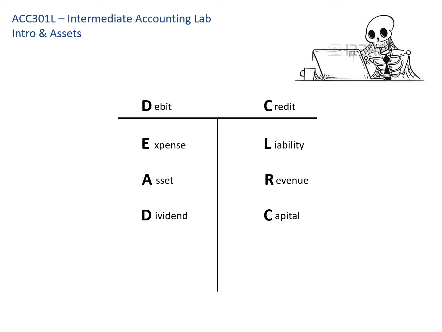So DEAD CLERK, along the left side there, you see the debit side of the T account. What increases with a debit? Expenses, assets, and dividends. On the right side, credit is the top of that column. And what increases with a credit? Liabilities, revenue, and capital accounts, which is essentially equity. So I know that doesn't spell the word clerk correctly, but it's an easy way to remember that if you need a prompt.